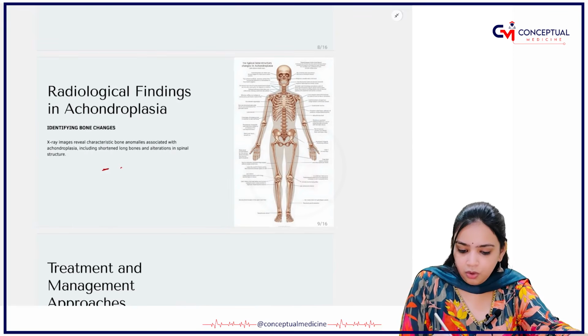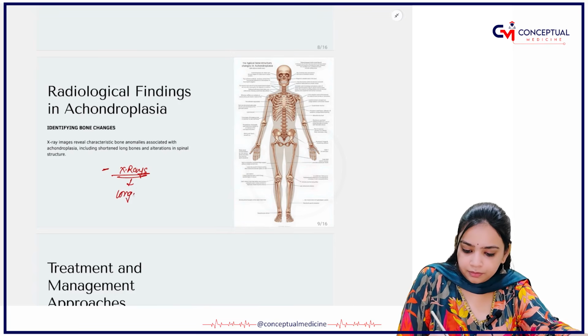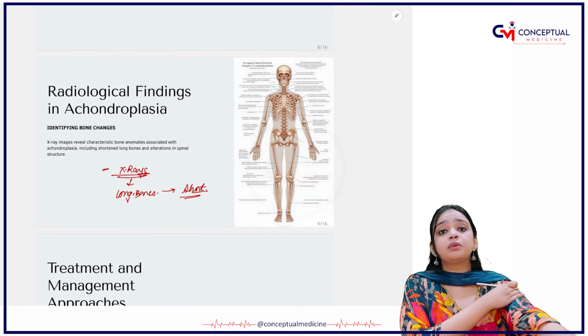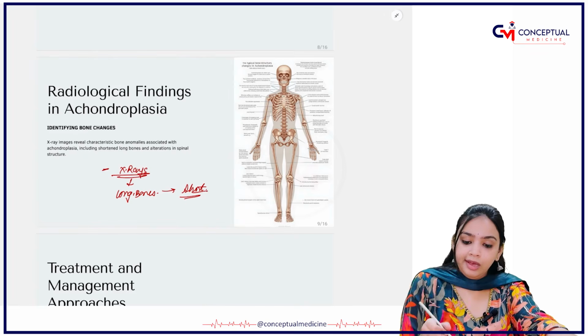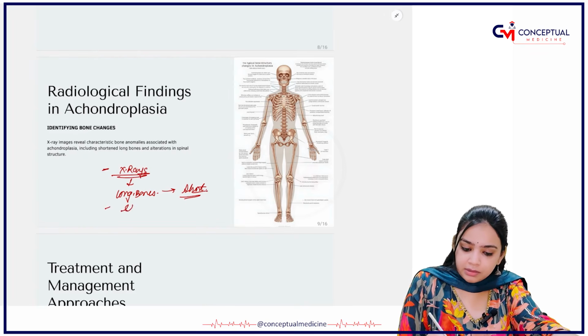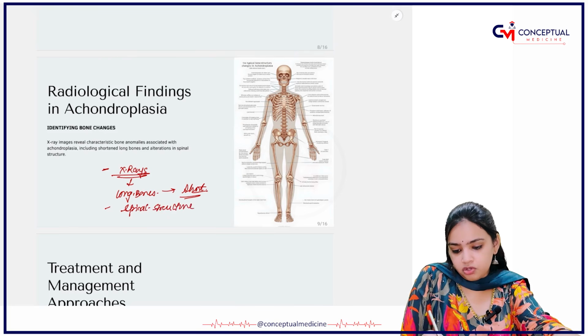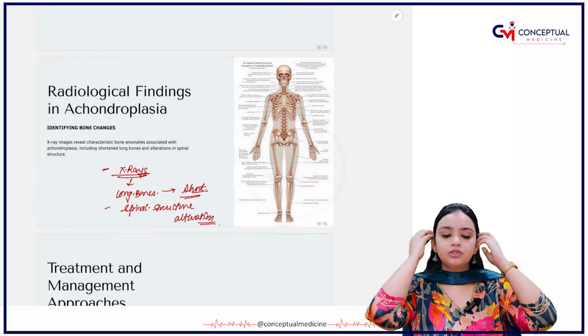Next, what are the radiological findings you will be able to see? You will be able to see on X-ray, I am able to appreciate that the long bones are becoming short. The long bones, which were supposed to be long, in the person with achondroplasia, these bones are short. And also, there is spinal structural alteration. That I will be able to appreciate.